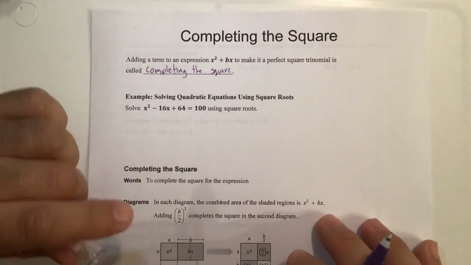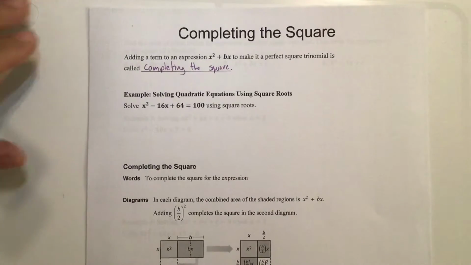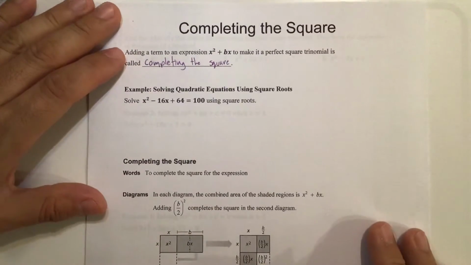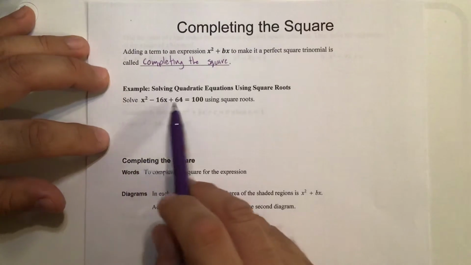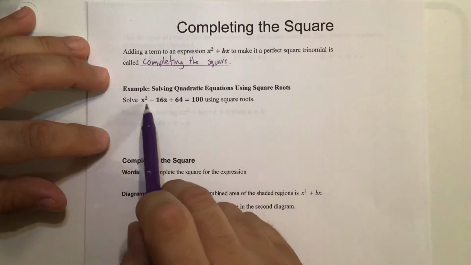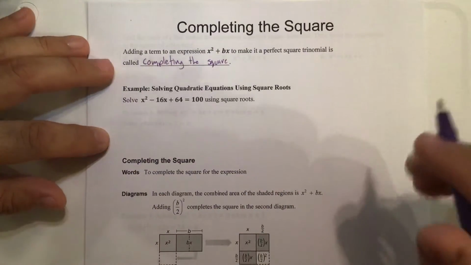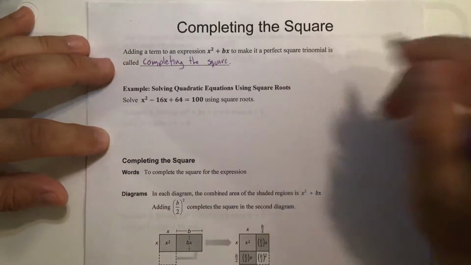Now, for this one right here, we're going to look at x squared minus 16x plus 64 is equal to 100, and we're going to solve it by square roots. But the problem is that in order to solve it by square roots, we can't have this standard form function. So if we leave the 100 alone, we can look at x squared minus 16x plus 64. And if you recall, it's one of those perfect square trinomials. So let me just give you one of them.